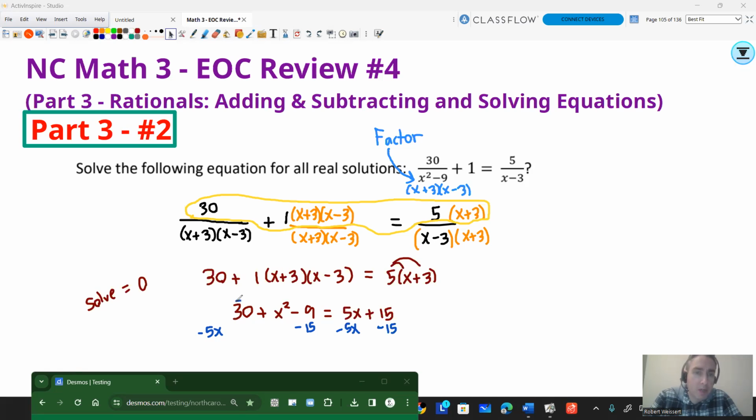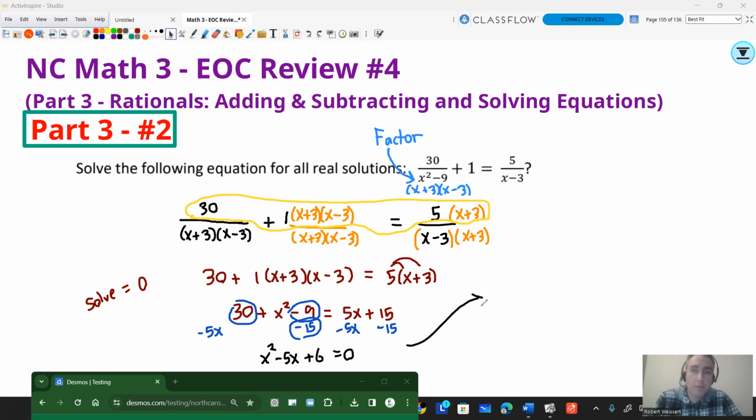Now, these two numbers here also can combine. So 30 minus 9 is 21. 21 minus 15, that's all going to give you one number. So if I want to rewrite that, that's just going to be X squared minus 5X. And then 30 minus 9 is 21. 21 minus 15 is 6. So plus 6 equals 0.